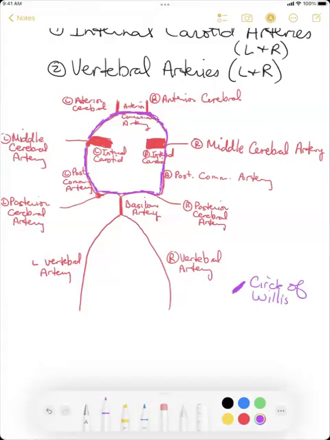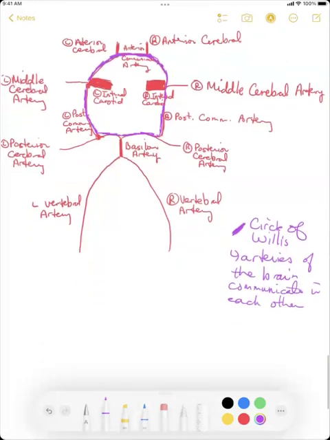No pun intended. But these are the arteries of the brain that communicate with each other. So these are connections. If one blood supply sort of gets blocked off, there might be a little bit of blood flow to help out for a little while. It's not enough, but it can help out for a little while.